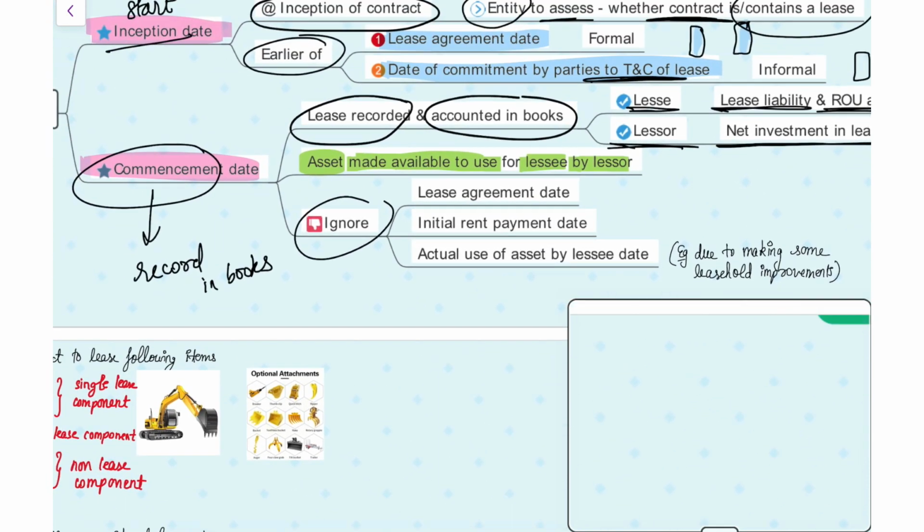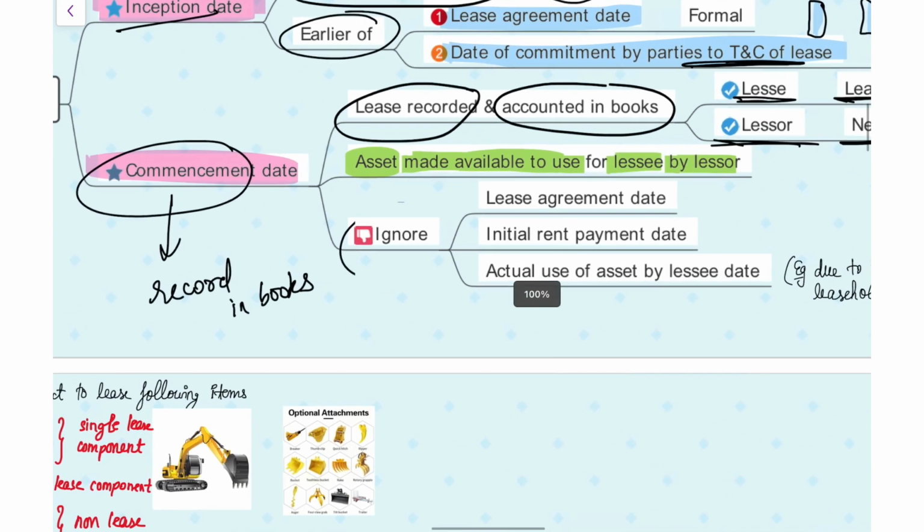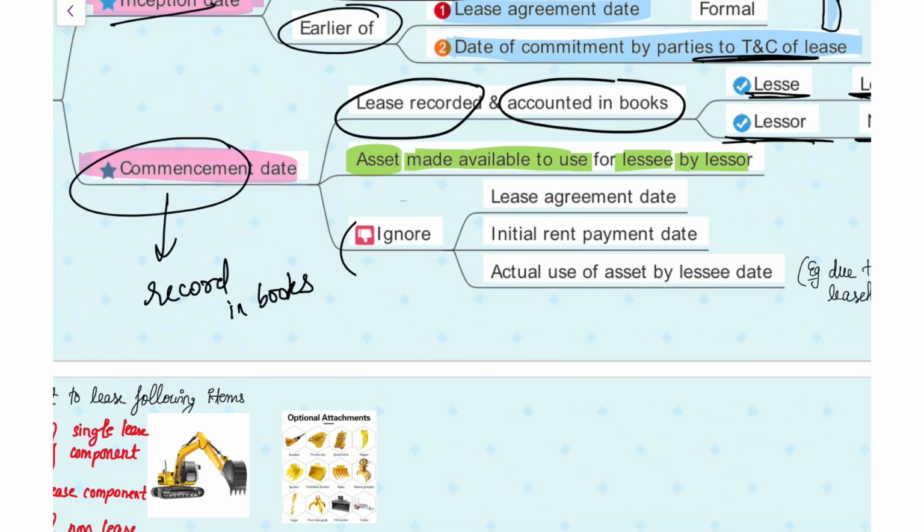Okay. Yes. So now here there are a few things that you have to ignore while you are calculating this commencement date. What are the few things that you have to ignore? The first one is your lease agreement date. Here it does not matter in your agreement what date the lessor has told that he would provide the asset to the lessee, or at what date the lessor will make it available to the lessee. It does not matter what is on the papers. What has happened in real life is going to matter.